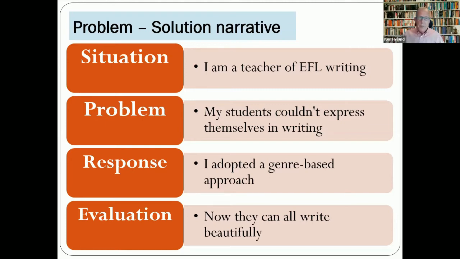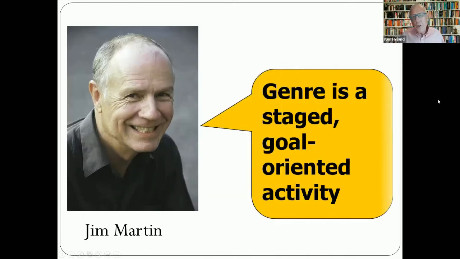All genres then have a social purpose. The main goal of a narrative, of course, is to entertain through storytelling. And this kind of model underlies all kinds of stories, from fairy stories through to Dickens, Kafka, and so on, using fairly conventional steps. Now, Jim Martin calls genre staged, goal-oriented activity, because we can't achieve our goal all at once. We need to work towards it in different stages.